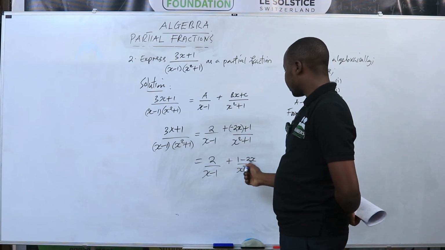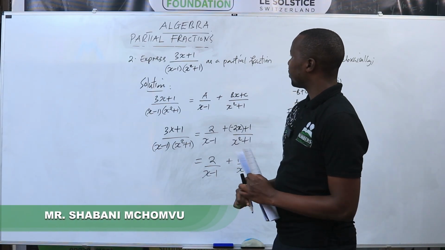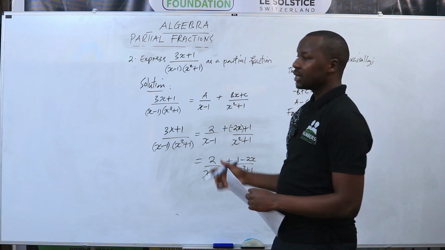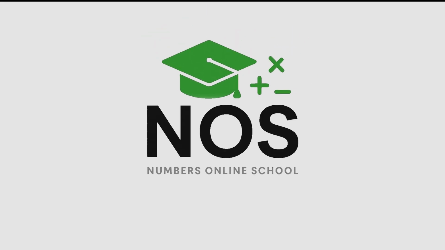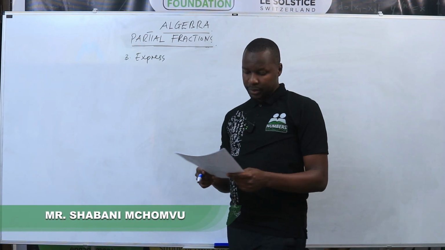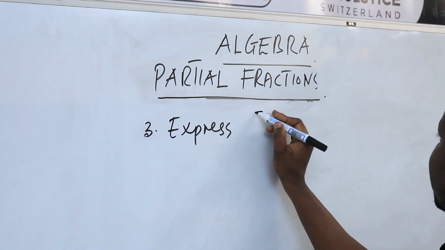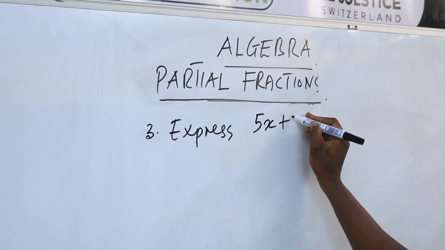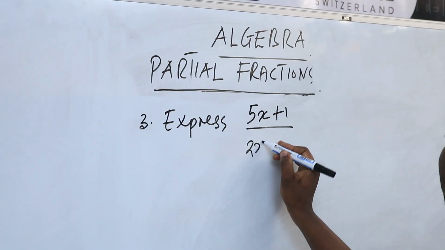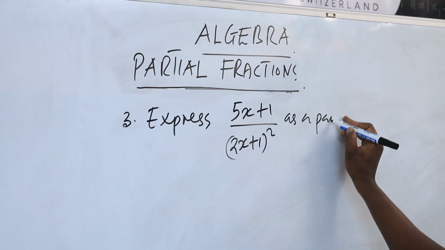And you can see we have 2 partial fractions. Now that is example number 2. Let's switch to example number 3 to see the repeated factor. So let's see example 3. That will include the repeated linear factor. For example, express (5x + 1) over (2x + 1)² as a partial fraction.